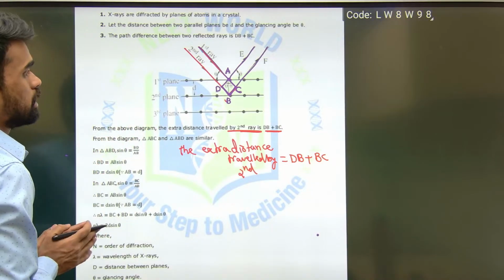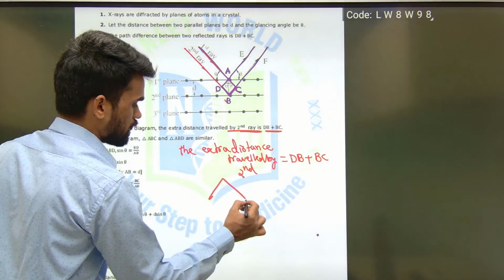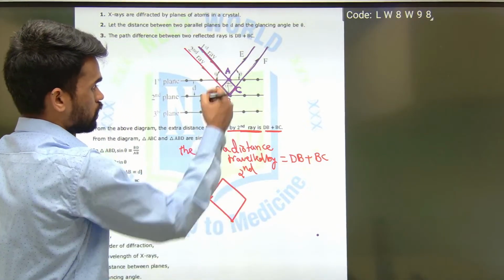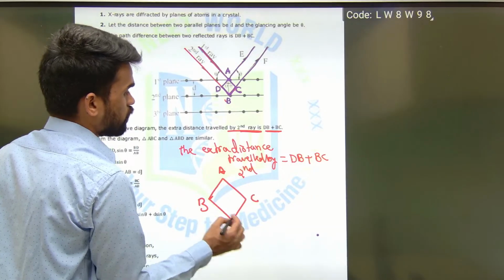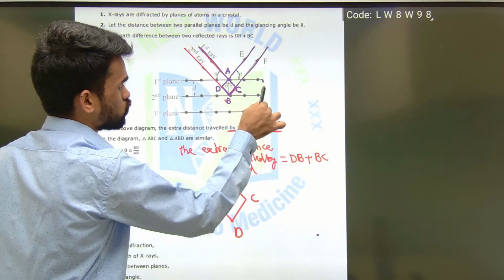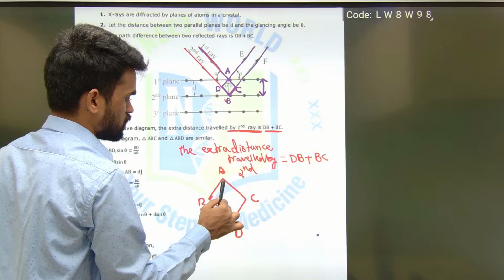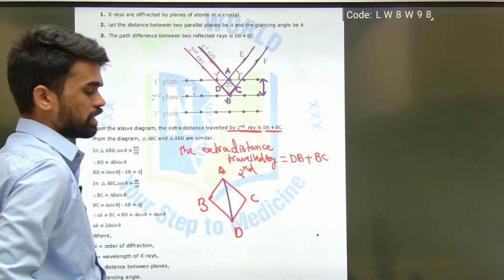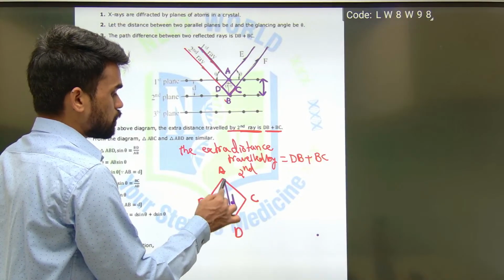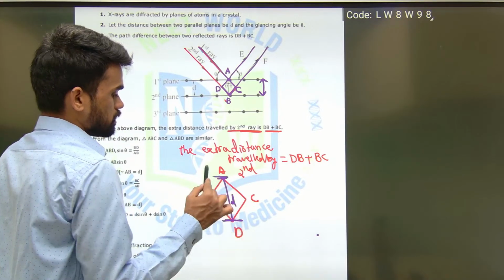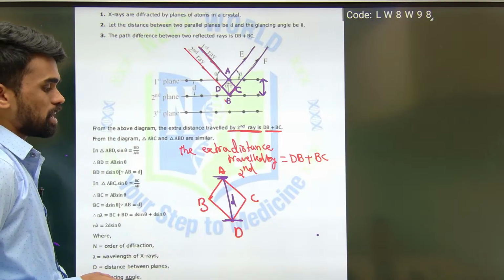Then next, if we observe, we have something like this. This is A, this is B, C, D. And what I told you, the distance between the two planes is called the interplanar distance. I am drawing this as the interplanar distance. What does this violet color line indicate? It is the interplanar distance between the two planes, indicated with a capital D.